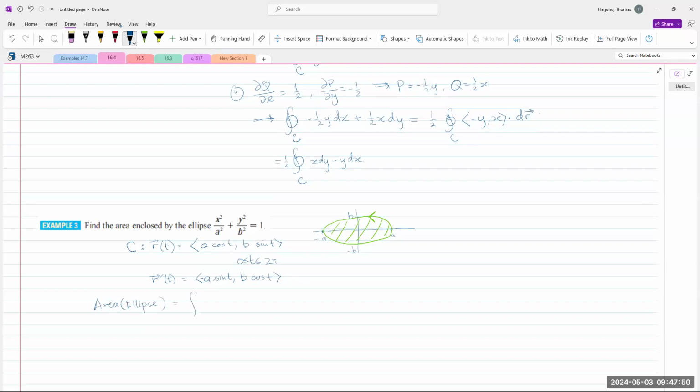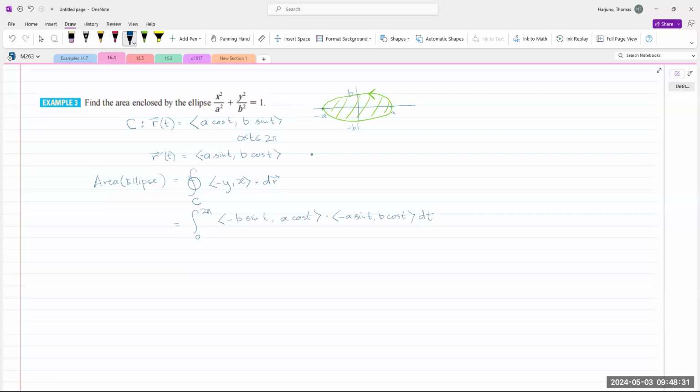Okay, so the area of that ellipse is equal to the integral over closed curve C of (negative y, x) dot dr. If we parameterize that, it's the integral from 0 to 2 pi. The y will be negative b sine t, the x will be a cosine t, dot (negative a sine t, b cosine t) dt.